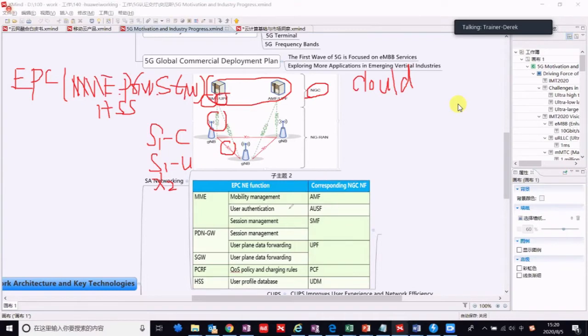This table shows us the relationship between the 5G and 4G core network functions. The MME's mobility management corresponds to AMF, and the user authentication corresponds to AUSF, and the session management is SMF, and so on. So we say that the 5G core network is more dedicated and more flexible, because it's based on cloud.